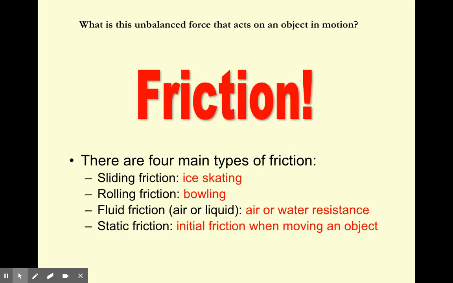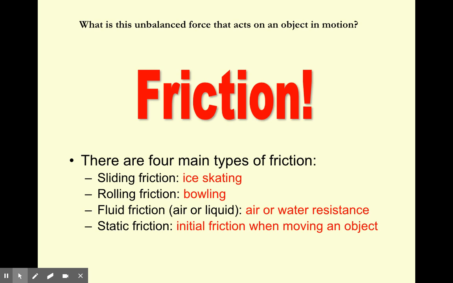Part 2 of our forces and Newton's 3 laws notes, and we're focusing on what you can see here called friction. What is this unbalanced force that acts on an object in motion? That is friction. There are 4 major types of friction: sliding friction, rolling friction, fluid friction, which is usually air or liquid. We tend to say fluid as water, but air is also a fluid, Newtonian fluid. And then static friction. This is the initial friction when moving an object.